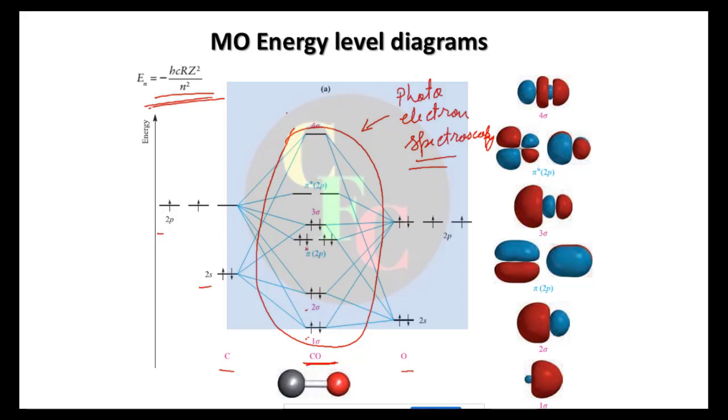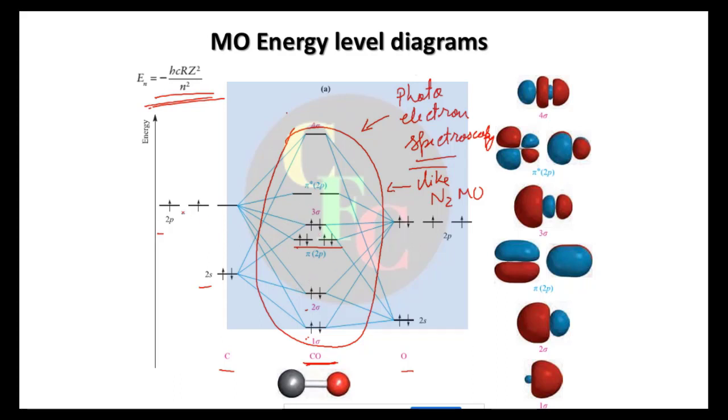And we see these are pi, and then there is sigma. So it is more like what? More like the nitrogen type of thing. The energy ordering is like nitrogen molecular orbitals, right? Not like oxygen.